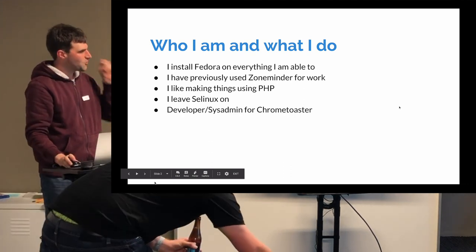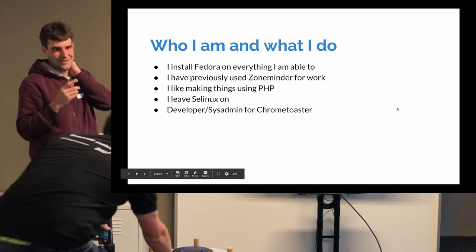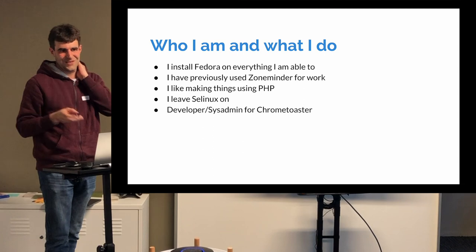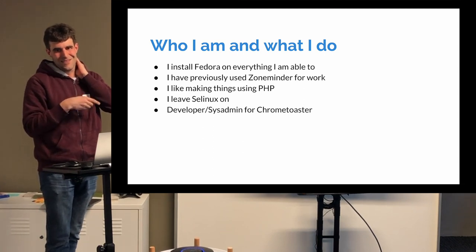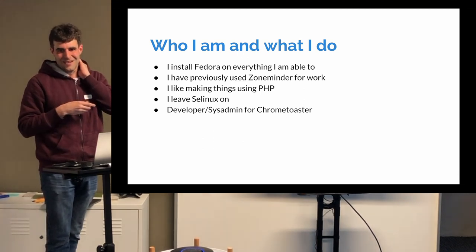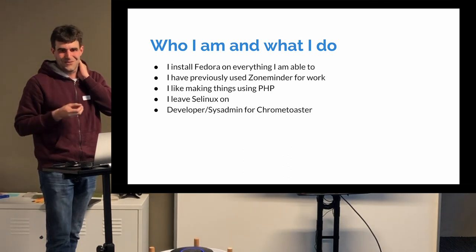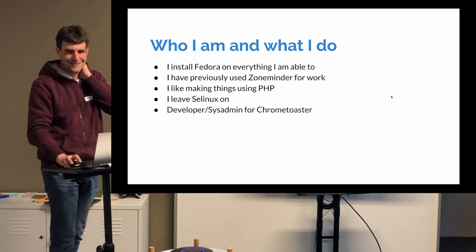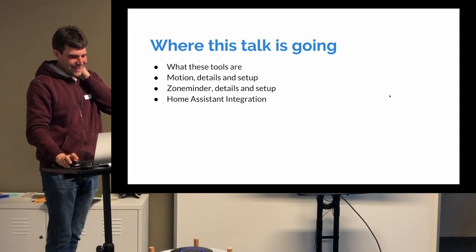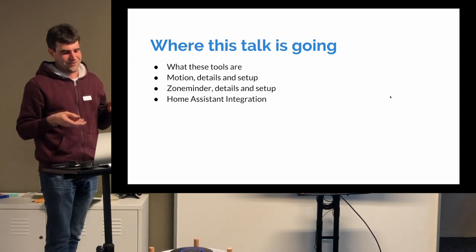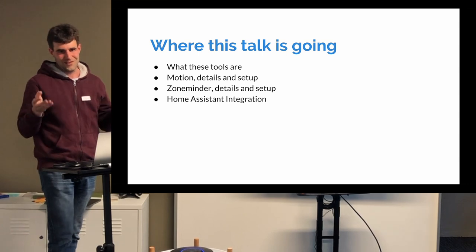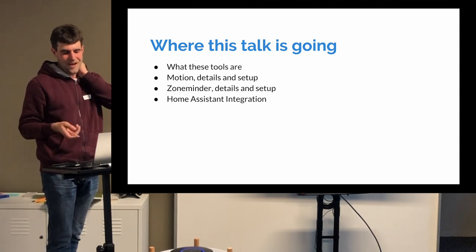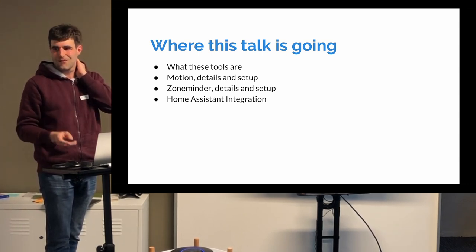I enjoy installing Fedora on things. I've previously used Zoneminder for work purposes at a previous business, not the business I currently work at. I like making things using PHP, and I like leaving SELinux on for some reason. In this talk, I'm going to go over Motion, then Zoneminder, and then a little bit about integrating it with Home Assistant.